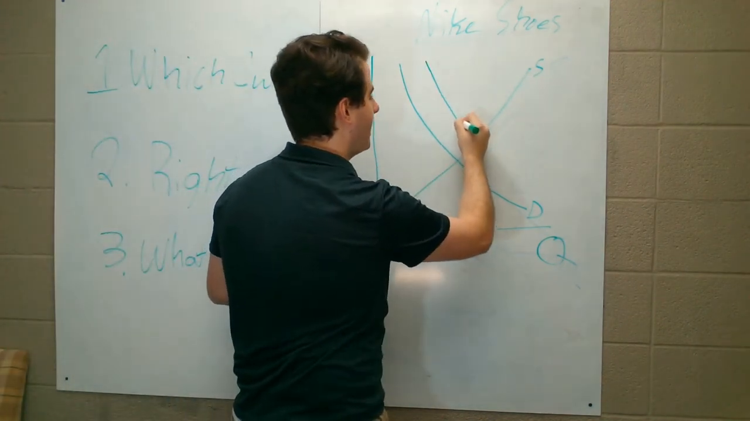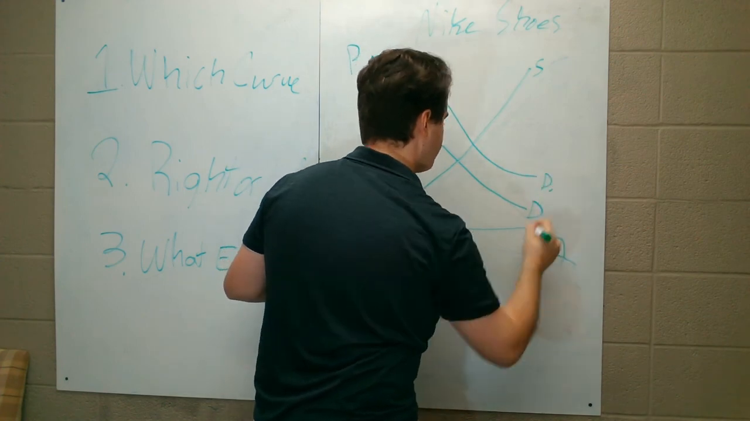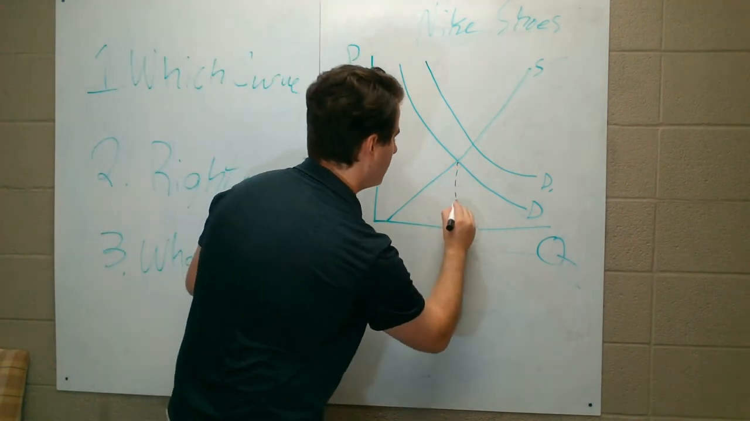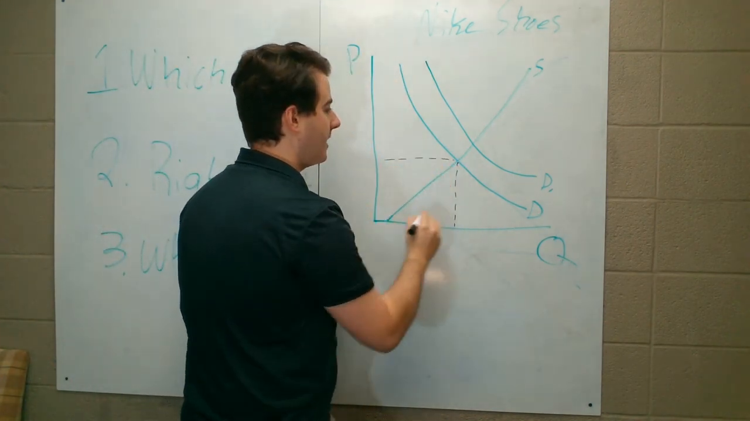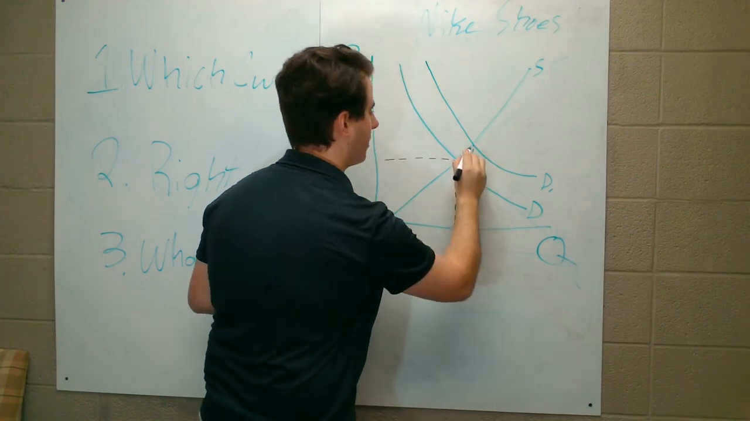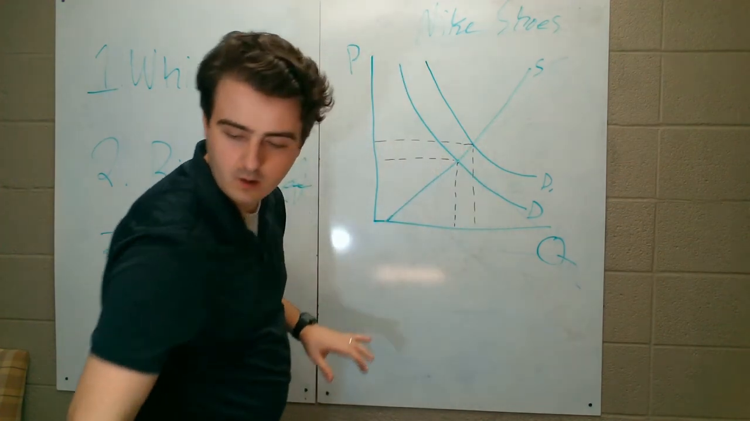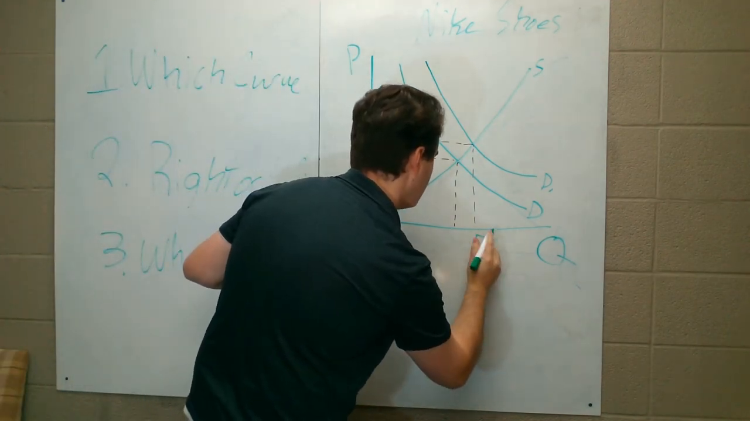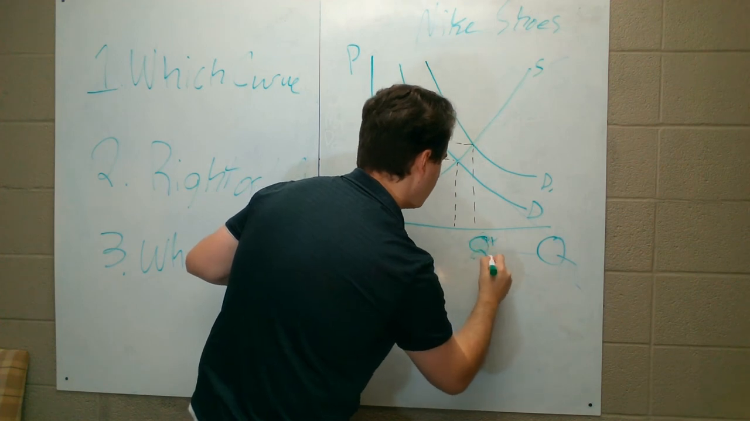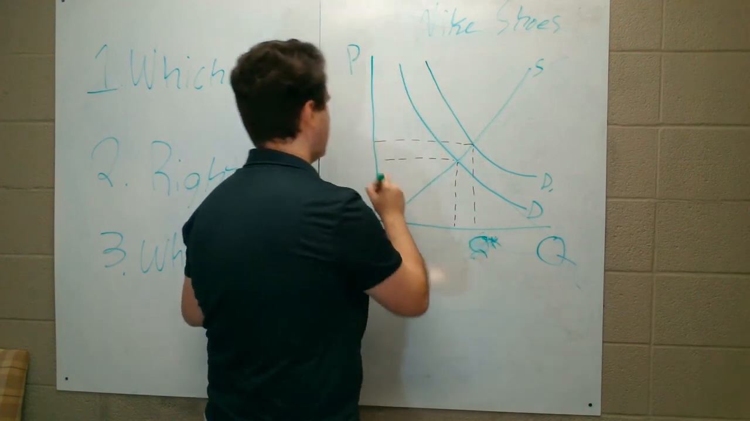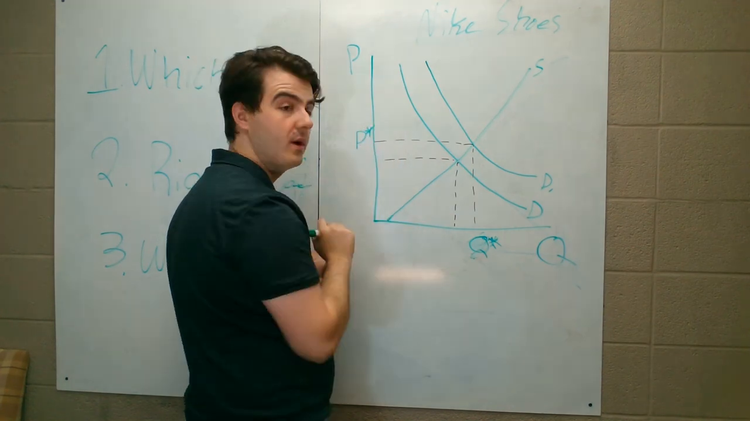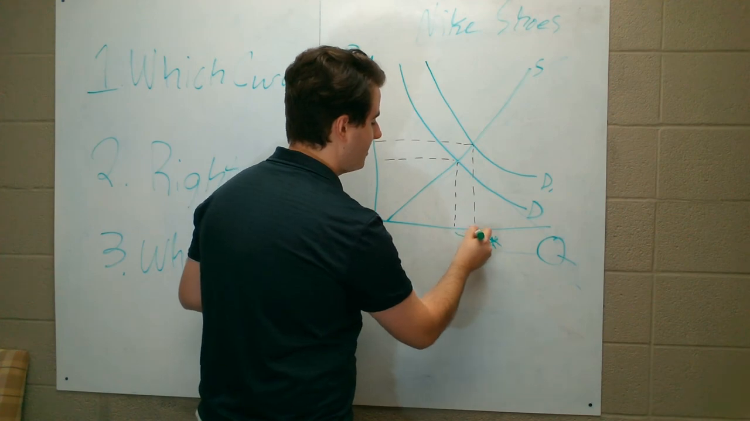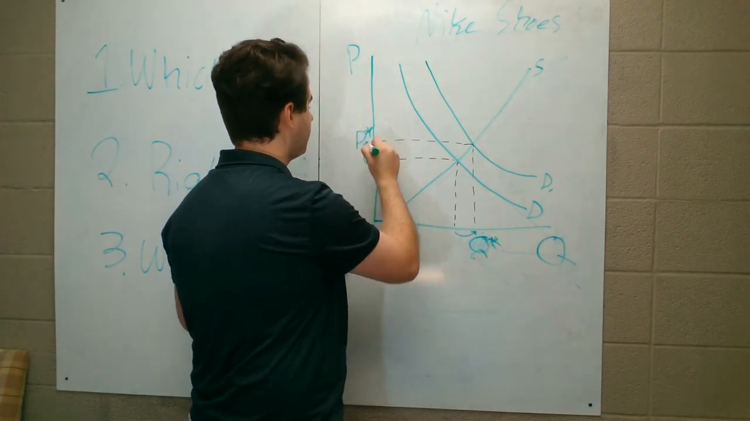So let's draw our shift together. We had original equilibrium here. And our new P star and Q star, equilibrium price and quantity, are out here. So quantity has shifted this way, and price has shifted this way.